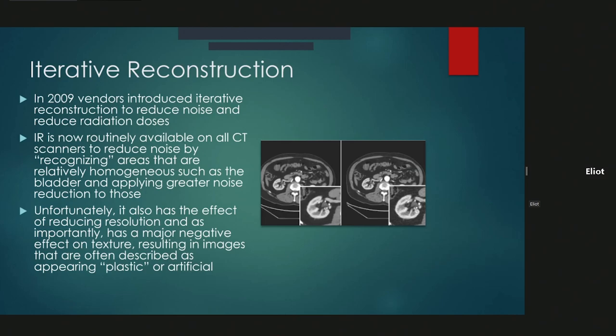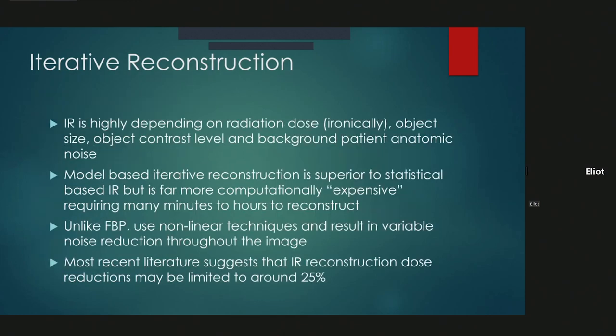And so as we've looked at ways to reduce dose in CT, there have been trade-offs with regard to image quality, particularly with texture. Texture is something in general that's not measured as a metric of CT scanners when people compare the scanners. And so I think that there's been a tendency to lose texture in order to be able to gain contrast resolution and to decrease noise. Iterative reconstruction is also really dependent on radiation dose, ironically, because it's been utilized as a radiation dose reduction technique. And it's also very dependent on object size, object contrast level, and background patient anatomic noise.